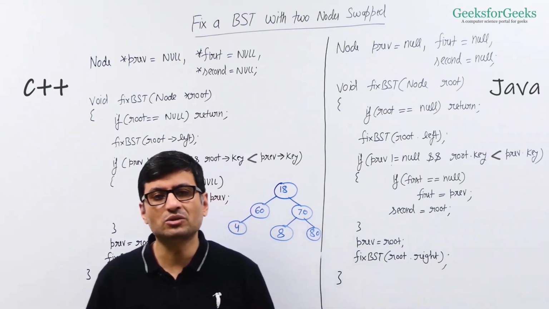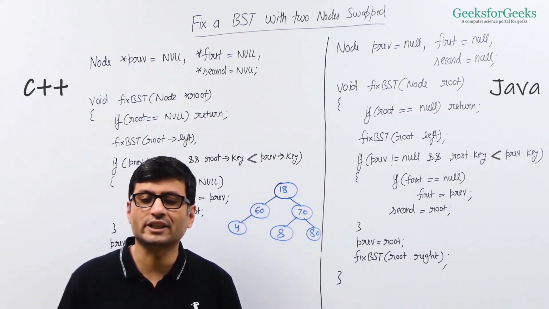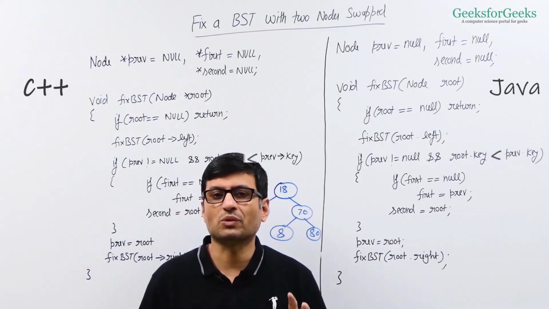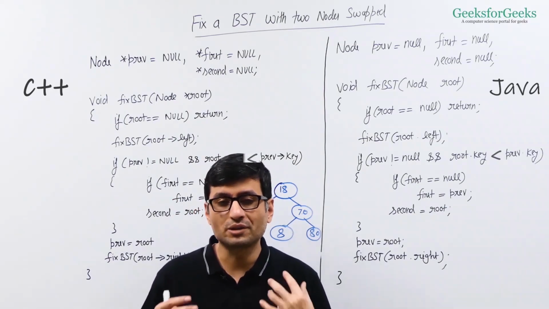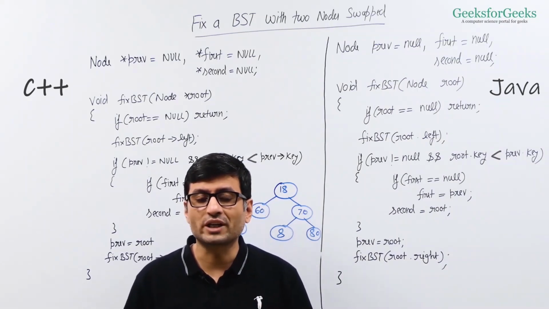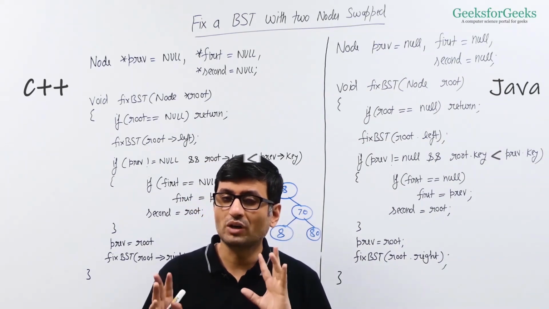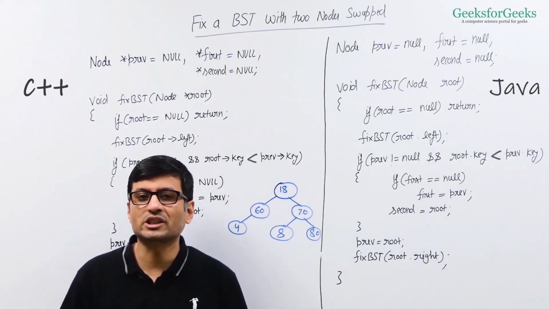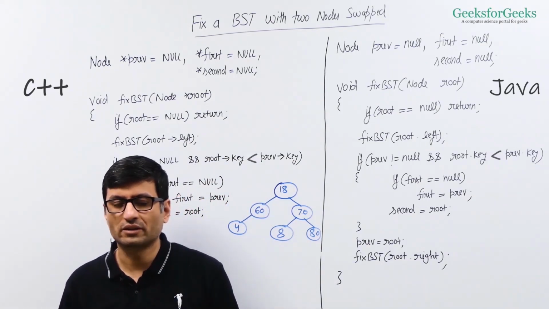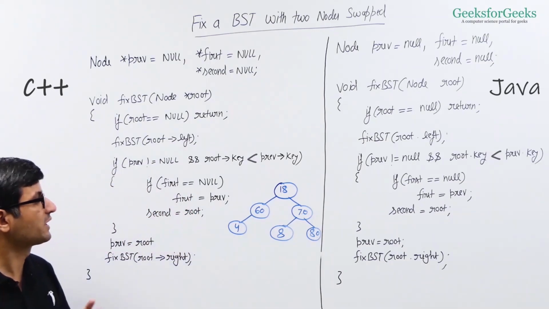So ultimately, these two codes are going to set first and second as the two nodes which are violating the BST property, and swapping which will make the BST correct. So we just need to find the two nodes, swapping which will make the BST correct. That's what these codes are doing. And after running these codes, we can simply swap the data of first and second, right? So the purpose is to only find first and second.